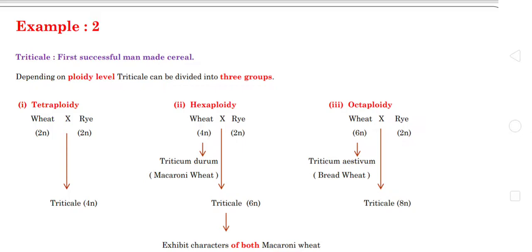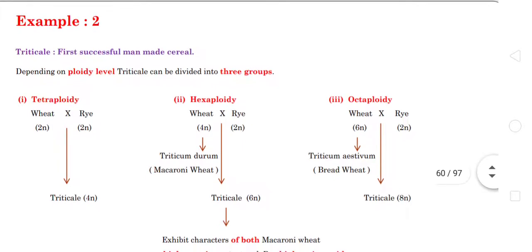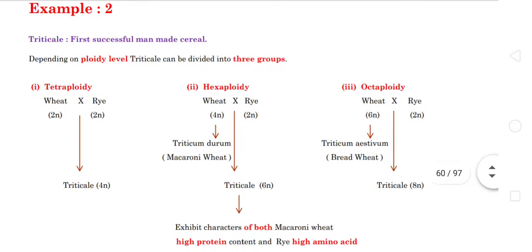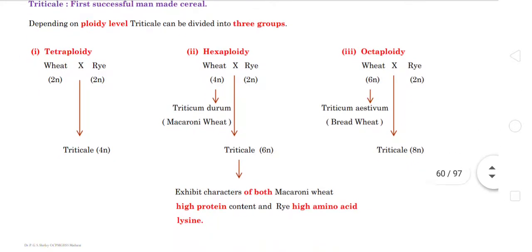The second type is called hexaploidy, with wheat having 4 sets of chromosomes and rye having 2 sets of chromosomes. Again they double the chromosomes with the help of colchicine. We can get triticale as the product. Here it exhibits the traits of both parents, the wheat as well as the rye plant.